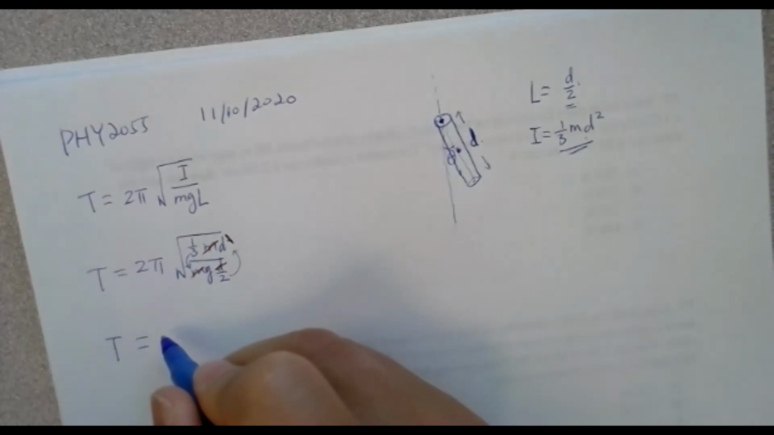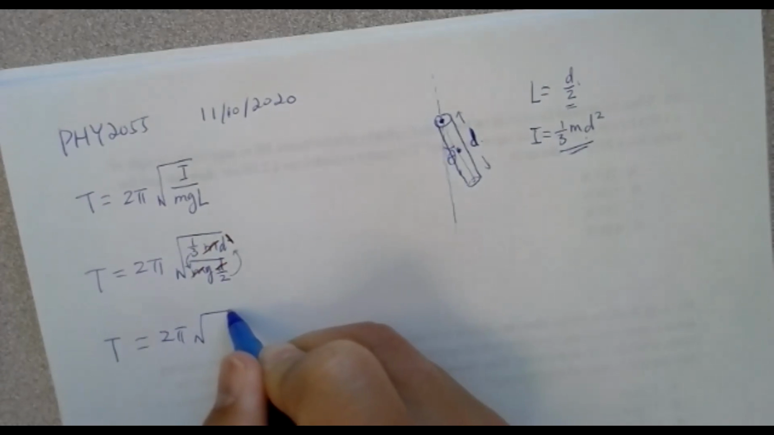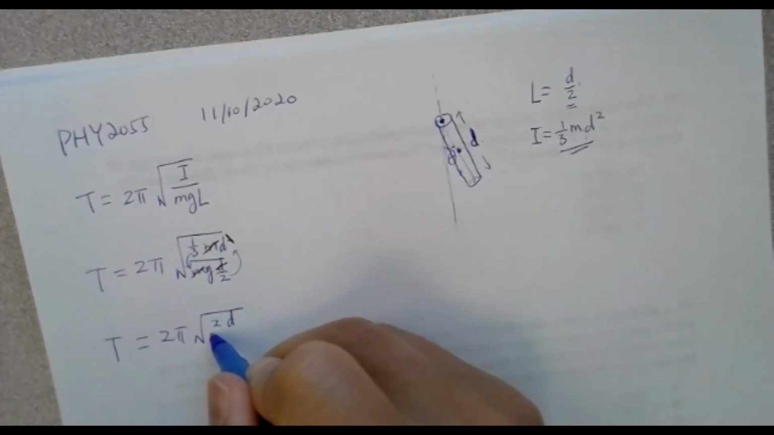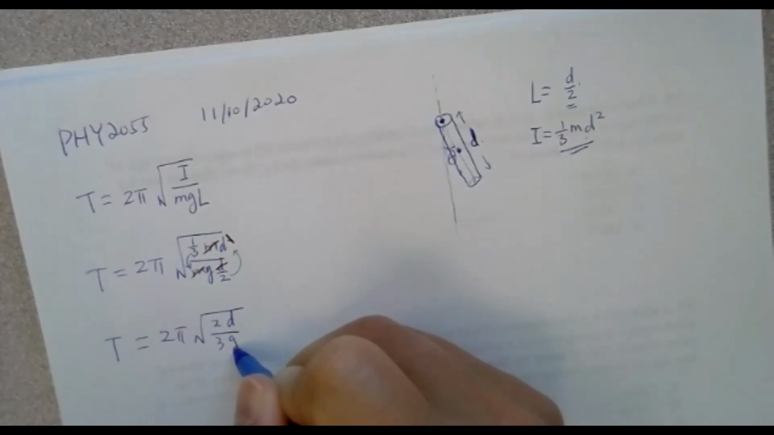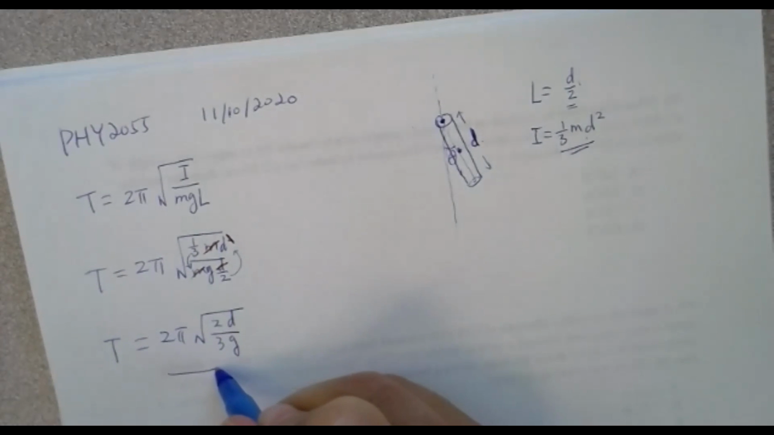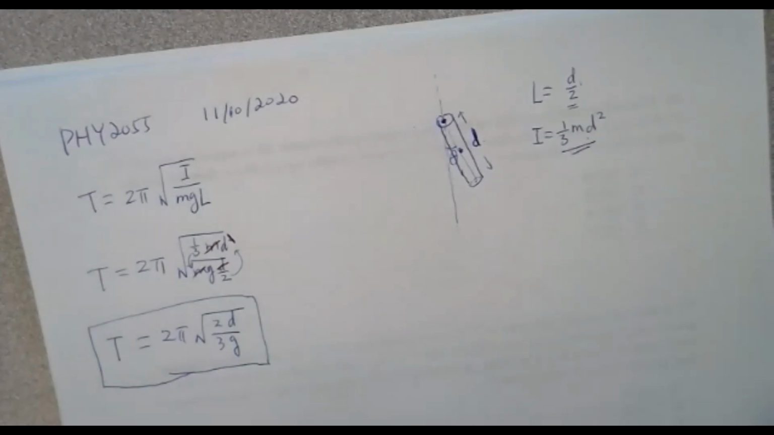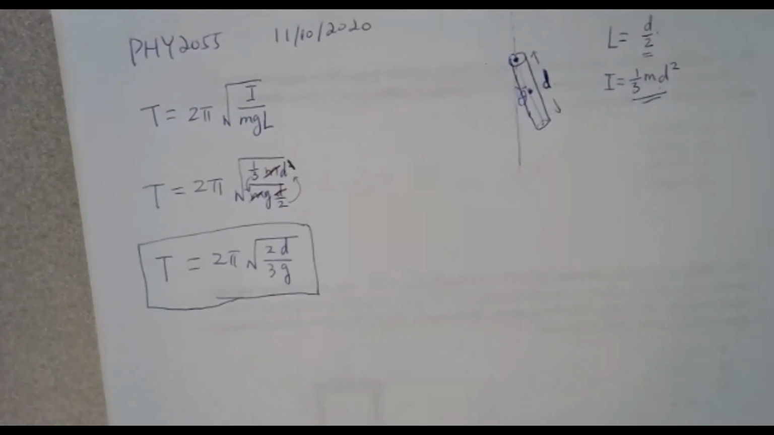So then your T should be equal to 2 pi square root of, on the top here, you should have 2d remaining, and at the bottom here, you should have 3g remaining. Okay, so this should be your expression for the period T.